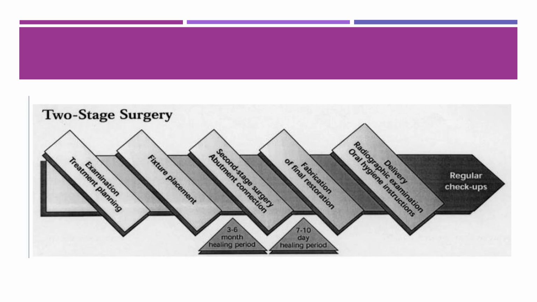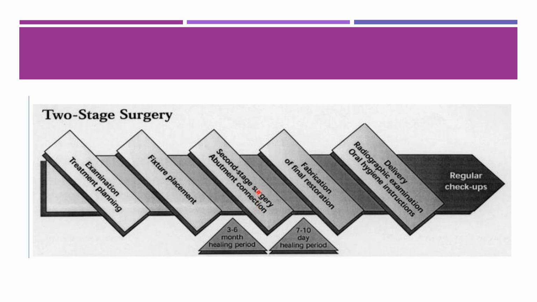In two-stage surgery, in the same way, there is examination, treatment planning, and fixture placement, and then 3 to 6 months. Here the implant will be completely submerged. We will be covering it, and it will not be seen outside. Then the second stage surgery after 3 to 6 months, if we make sure with the radiograph that there is an adequate amount of bone and osseointegration has been achieved.